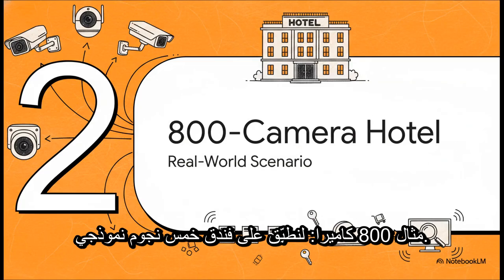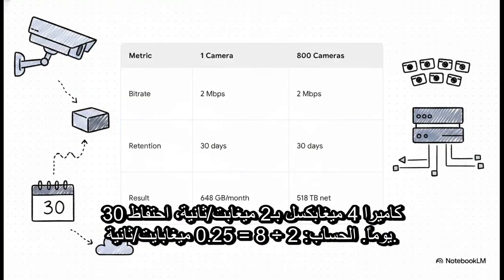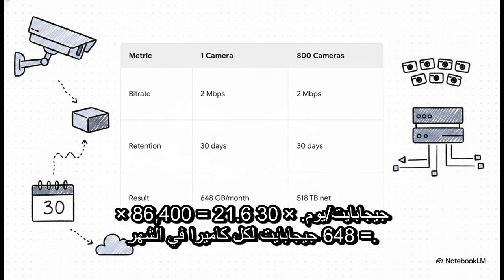The 800-camera hotel example. Let's take this whole concept out of the theoretical realm. We're going to apply this pure math to a real-world scenario that you typically see in a standard 5-star hotel tender. All right, let's walk through these metrics together. We're taking that 4 megapixel camera at our 2 Mbps baseline, and let's just assume a standard 30-day retention period. For a single camera, the math works out like this. 2 divided by 8 is 0.25 megabytes per second. Multiply that by 86,400 and you get 21.6 gigabytes per day. Multiply by 30 days and boom, you get exactly 648 gigabytes per camera per month.